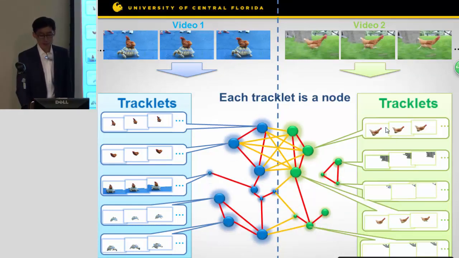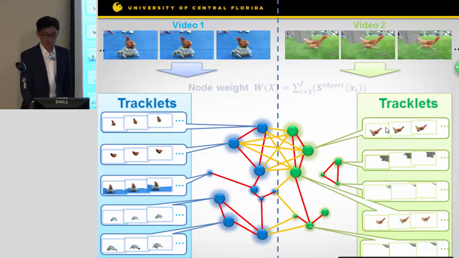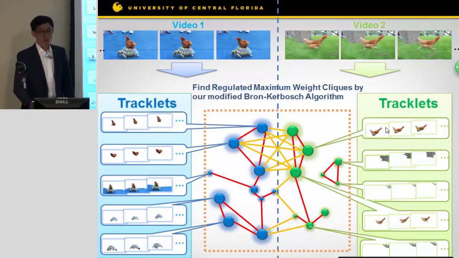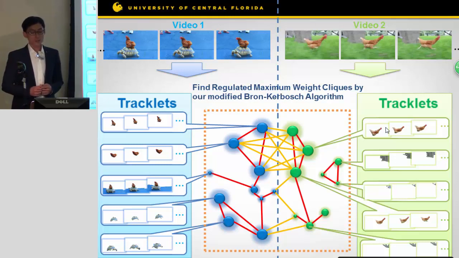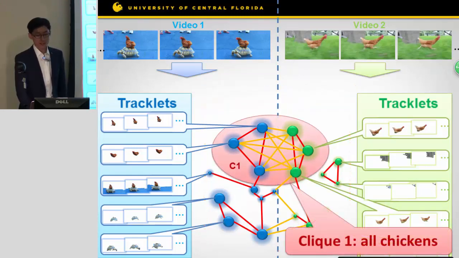And we use nodes to represent these tracklists. For each node, we assign a weight to it. Basically, the weight is the sum of the objectness weights within this tracklist. And what we want to do is find the regulated maximum weight cliques from this graph, and we're using a modified Bron-Kerbosch algorithm to solve this problem. After applying this algorithm, we will find some cliques like this one.